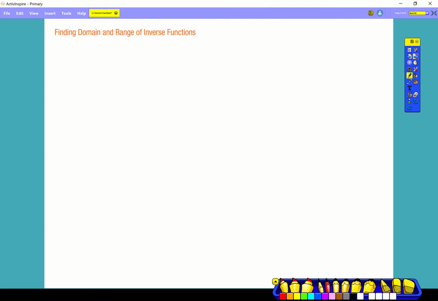Finding the domain and range of inverse functions. I'm going to go ahead and call it here because this next one is going to involve all of our toolkit functions. So that sums it up for 1.7, Inverse Functions, Video 1, and I will see you in the next one.